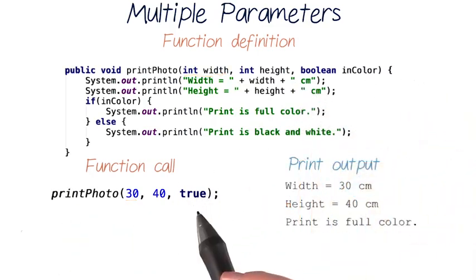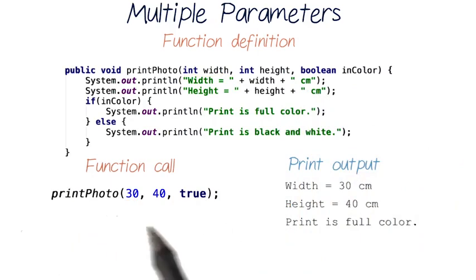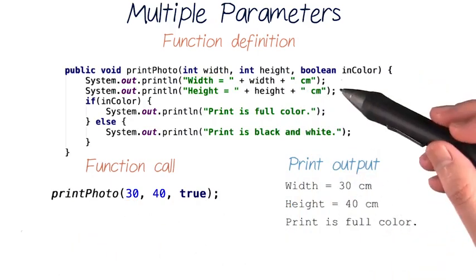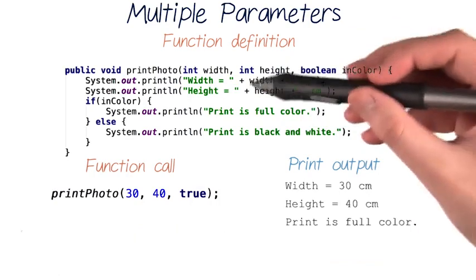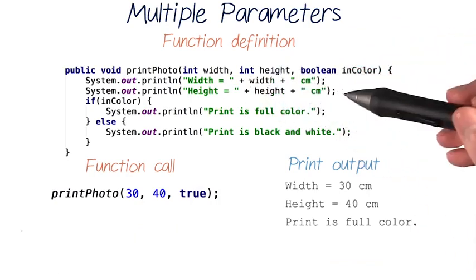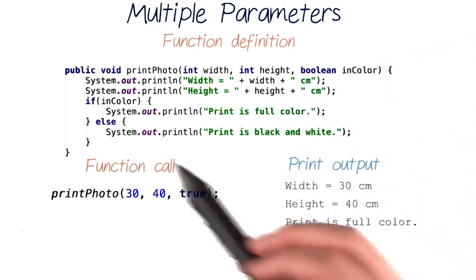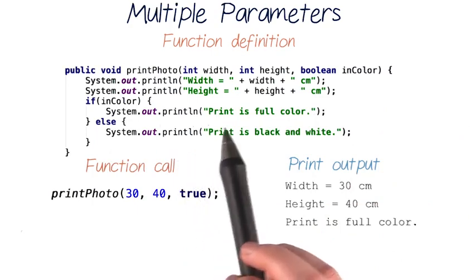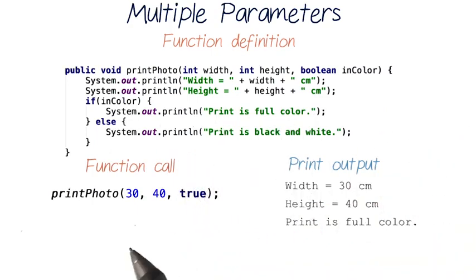For this function call, we'll have this print output. Java will see these arguments and enter our function definition. It will print out 30 for the width, 40 centimeters for the height, and then, because inColor is true, we'll print is full color. The order that we put these arguments into our function call is really important, which we'll see in more detail next.